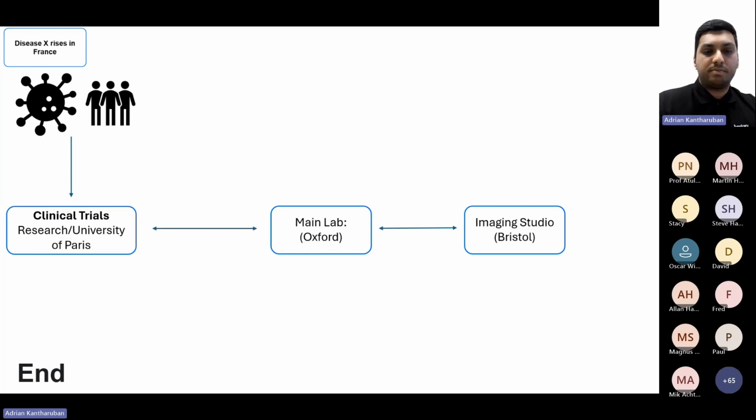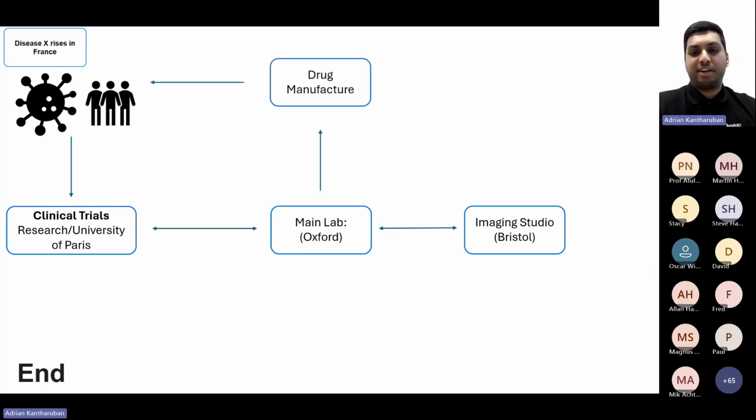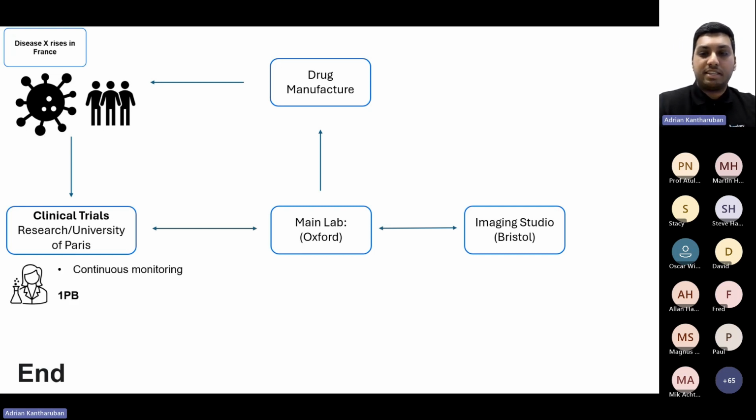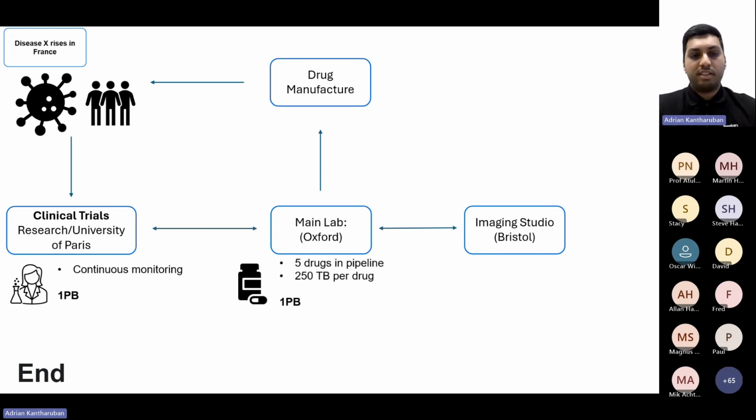Next, and finally, we did it. We manufactured. Oxford did it. The main labs finally cracked the case and created a suitable drug for disease X and passed this to manufacturer. The on-site team will have easily gathered a petabyte at this point, due to the amount of data required by regulatory bodies, and so will the main lab in Oxford.